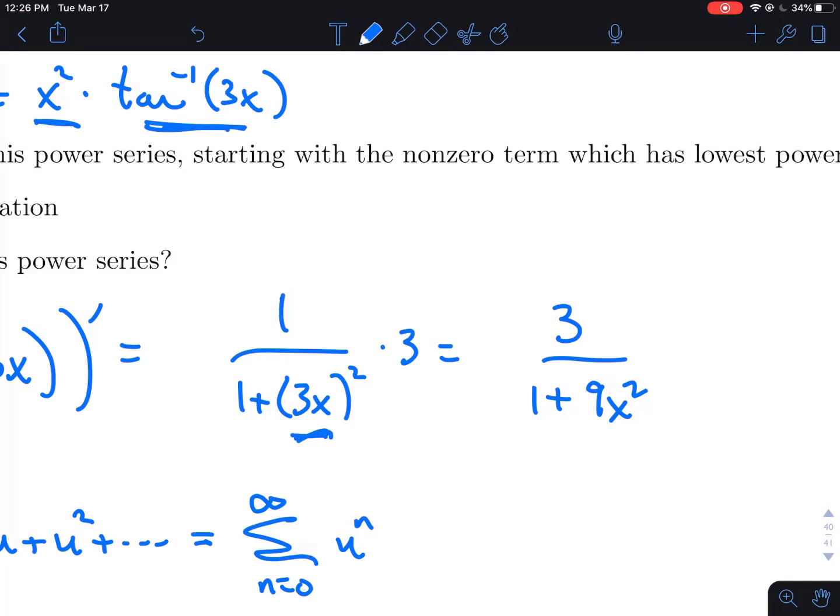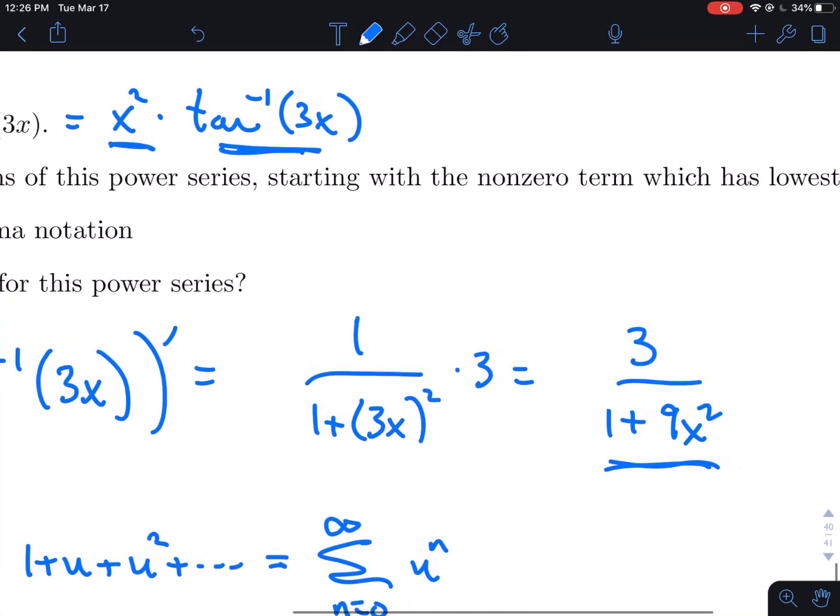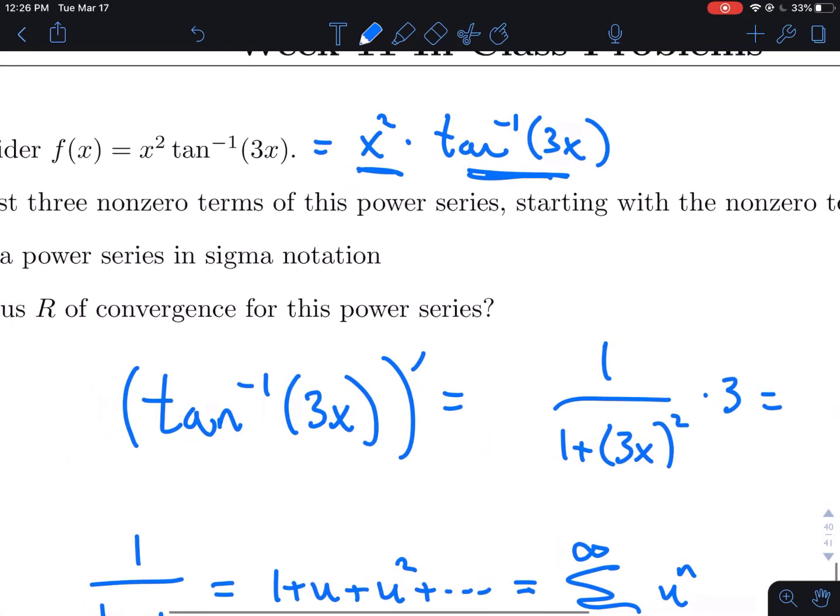So we're going to try to build not tangent inverse, but this thing. This looks a lot more like 1 over 1 minus x or 1 over 1 minus u. We're going to build this, and then we're going to integrate. And of course, if we take the integral of this, we should get back to where we started, because this was the derivative of tangent inverse. And so if we then integrate, that's going to give us our tangent inverse. So that's the idea here.